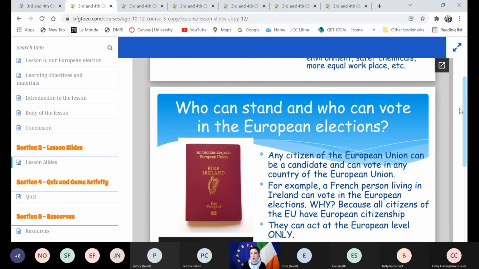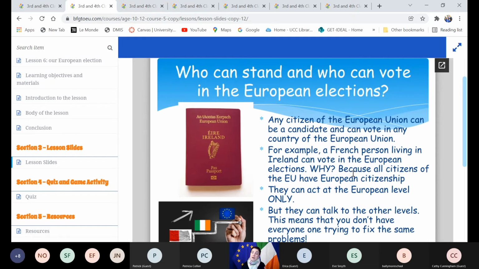and who can stand and who can vote in the European elections. Very important, particularly for those of you who have multicultural classrooms. If you are a citizen of the European Union, but not a citizen of Ireland, you can still vote in the local and the European elections.